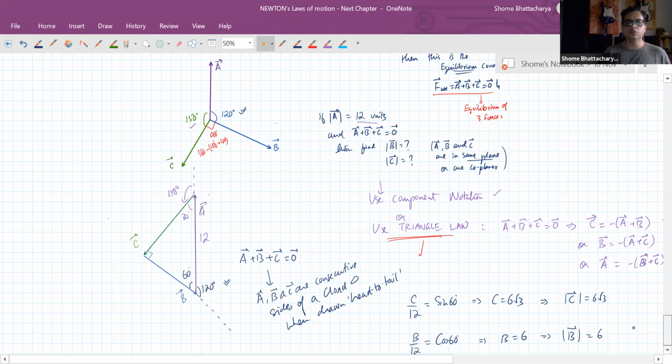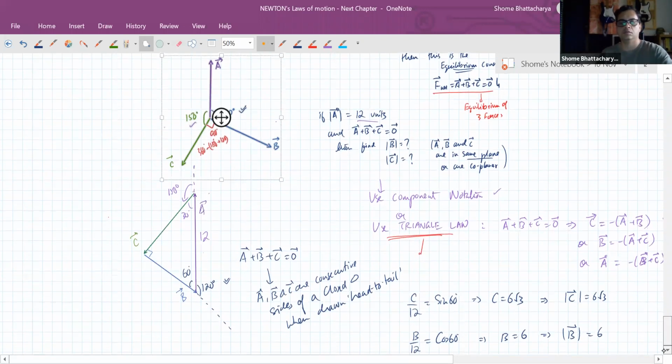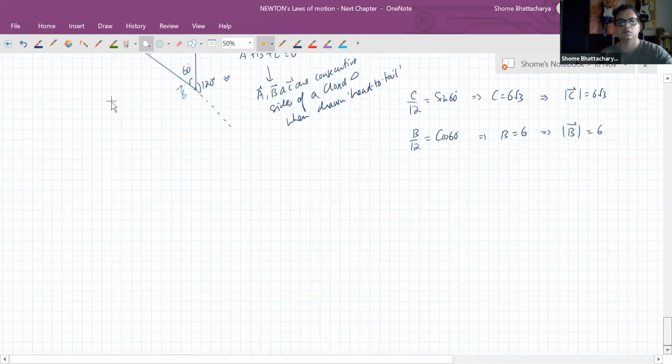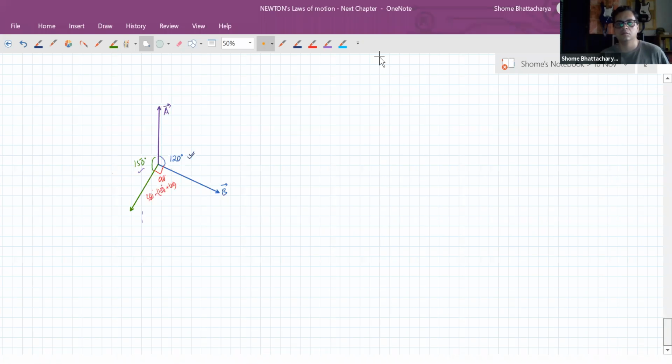Okay, so hope this method is clear to all of you. Now let us see how we can deal with this using component algebra. That's also reasonably easy. Yes, wait, we did it with 30 60 90, right? That was what we did.